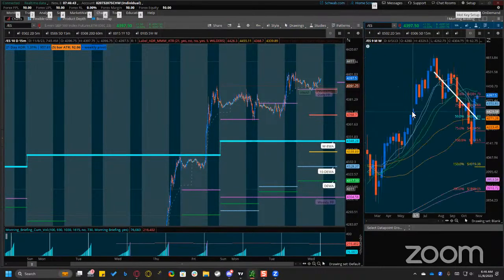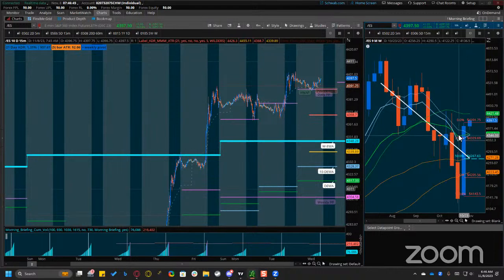Long ways to go before we would start to consider any sort of real rally into the end of the year. At the very least, we can say that we've got our inside week breakout, and that's holding really well. But I mean, it doesn't give us very much.